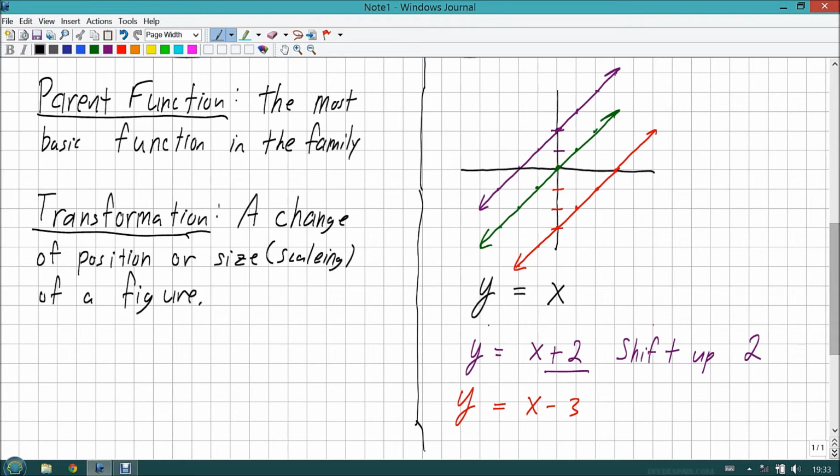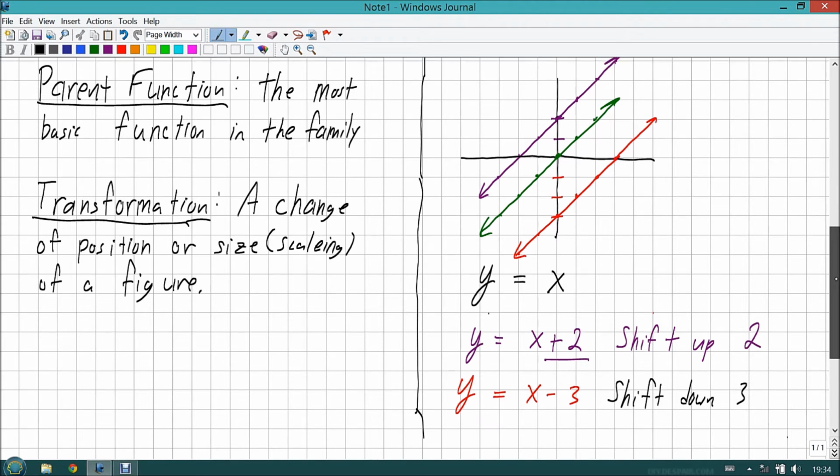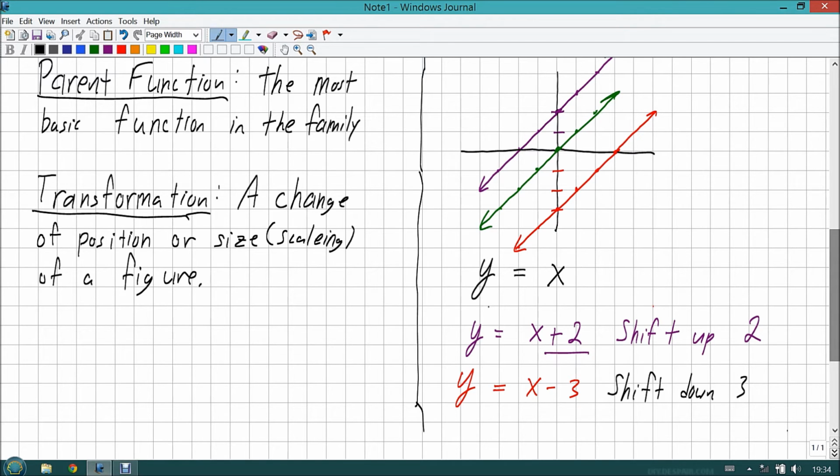So, with these we have transformations. These are shifts, meaning that we picked up our parent graph and moved it in 2 different directions. But there are other types of transformations other than these. These are called translations. So I'll write that down. Translations, and we'll put it in easy terms. Move the graph.